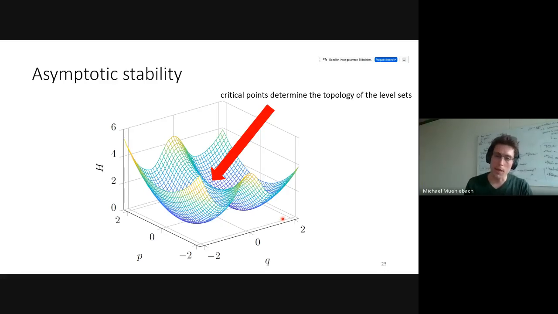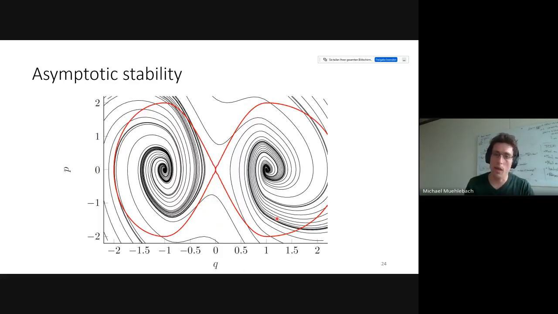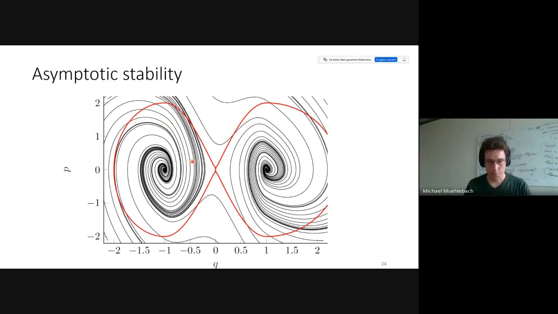Essentially, the boundary of these regions is given by the level set of the saddle point, right? So we can look at the energy level set at the saddle point, and this divides the state space into two parts. If we start from here, we'll converge to this equilibrium. If we start from here, we're going to converge here. So analyzing the energy function and the topology of the energy level sets at least partially answers the question about stability and the region of attraction.